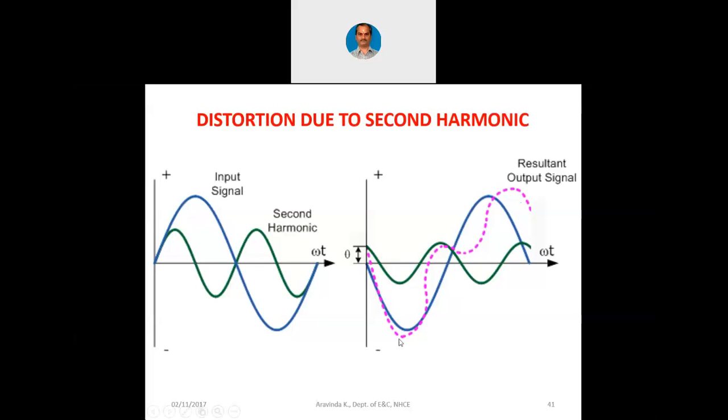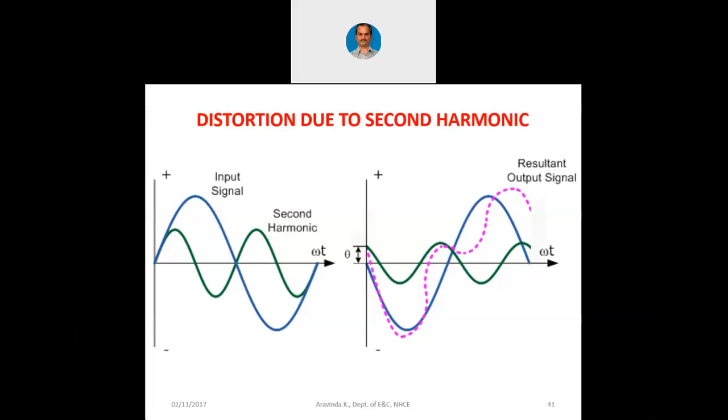You can see it is always a linear addition here. When both have a peak, the peak value can slightly increase because the second harmonic is of a lesser amplitude compared to the fundamental signal. But during a zero crossover, you can see when the fundamental signal is crossing zero, the amplitude of the resultant signal is not zero. That is because of the second harmonic. That is how you can see the resultant output signal is having an amplitude distortion.